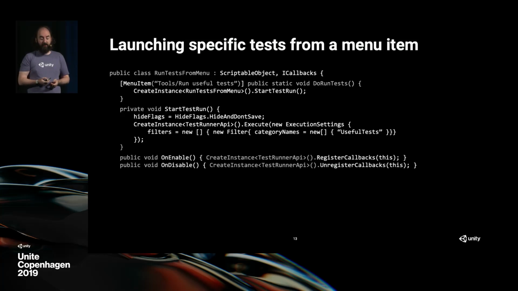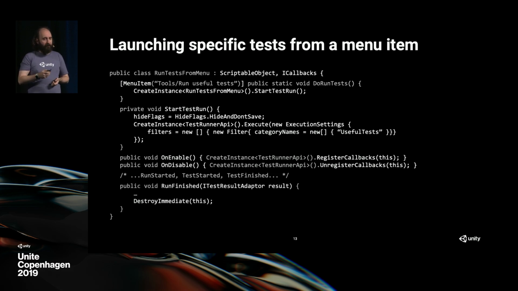Then we have the implementation of OnEnable and OnDisable, just registering and unregistering. I've left out the implementations of RunStarted and TestFinished because, like the previous case, we don't really need to do anything with those right now. If you wanted to say, as soon as one test fails, abort the whole run, maybe, that could be a place to do that. But lastly, RunFinished. We have the result, and we do something in there, which I've elided with a dot dot dot. And then finally, once we've finished dealing with the results, processing them however we wanted to, we destroy the scriptable object to finish and shut down the run.